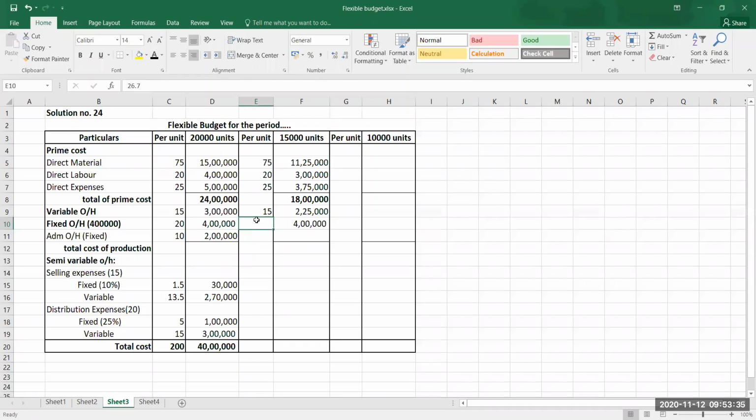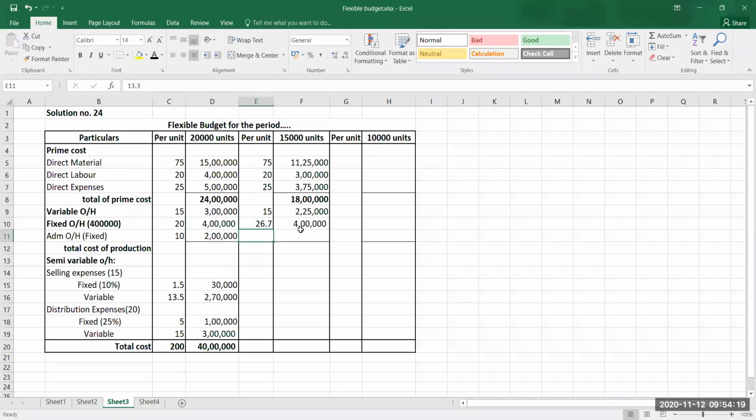Now, what will be the cost per unit? How will you calculate? Now we are given divided by quantity. Yes, very good. So if you divide the total cost with the total number of units, you will get the cost per unit. So what will be the cost per unit? 4 lakh divided by 15,000. You will get, fast calculate, I think you will get in point. So you can just round up the figure. So it will be 26.7. 26.7 will be your cost per unit for the fixed overhead.